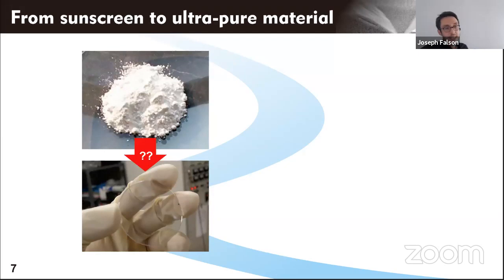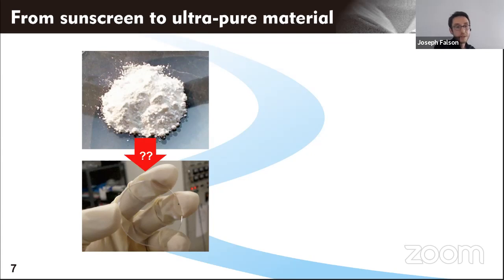So the question is, how do we do this? How do we make that ultra pure silicon? How do we make ultra pure materials in general? Because the silicon is basically from sand, right? So you go to the beach, you're walking along the beach, and what you're seeing on the ground is silicon oxide. Turns out you can purify that and make it into perfect crystals.